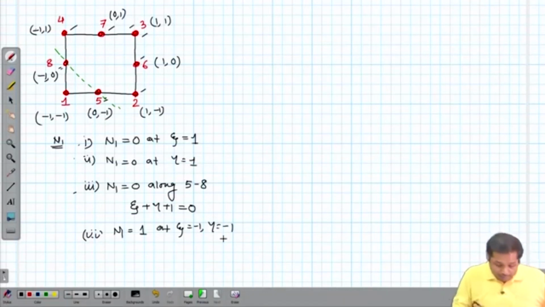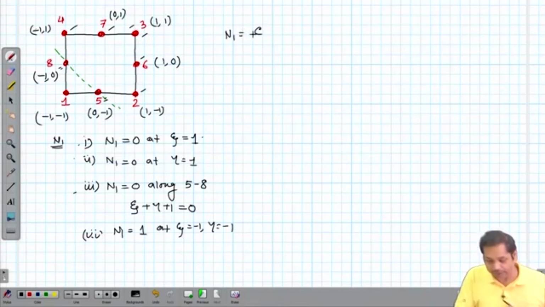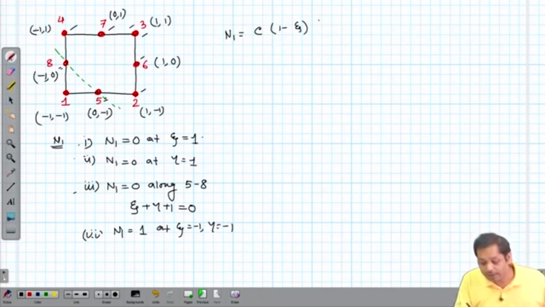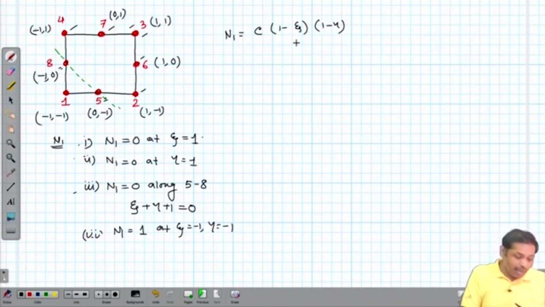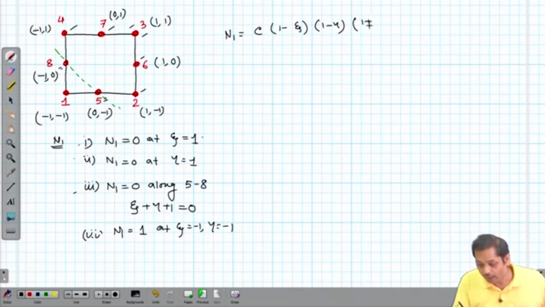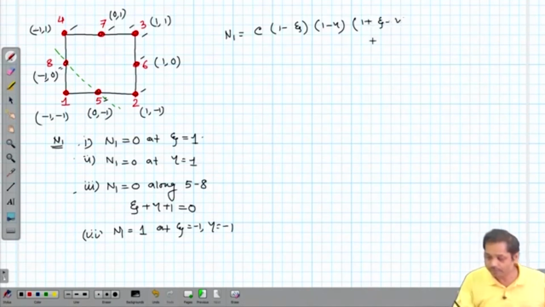So now, let us assume some expression for N1. N1 is equal to some constant C, and then the first condition tells me that the expression of N1 must have a 1 minus xi term. The second condition tells me it must have a 1 minus eta term, and the third condition tells me it must have a 1 plus xi plus eta term. Okay, so this is the expression of N1, from the first three conditions.